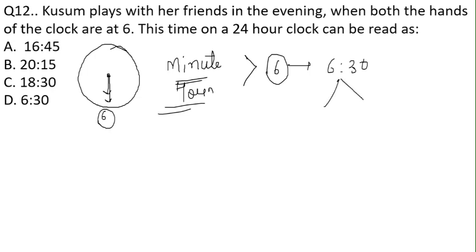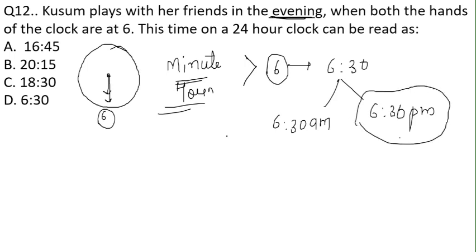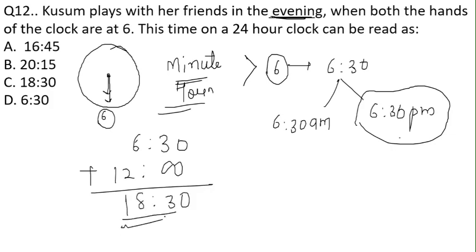There are two conditions. It can be 6:30 AM, that is in the morning, or it can be 6:30 PM, that is in the evening. It is clear cut in the question that they have mentioned the time of the evening. It means this is 6:30 PM. So to convert this into the 24-hour format, what I'll do is 6:30 plus 12 hours extra. So this will give me 18:30. So the correct answer for the given question is option number C.